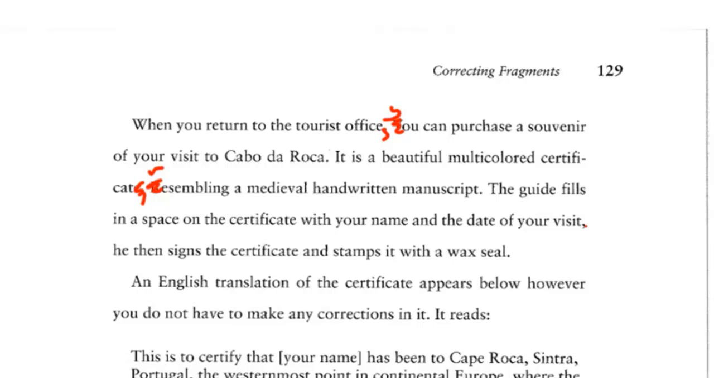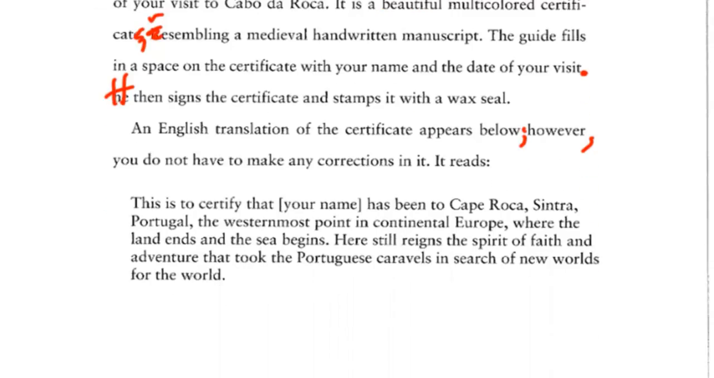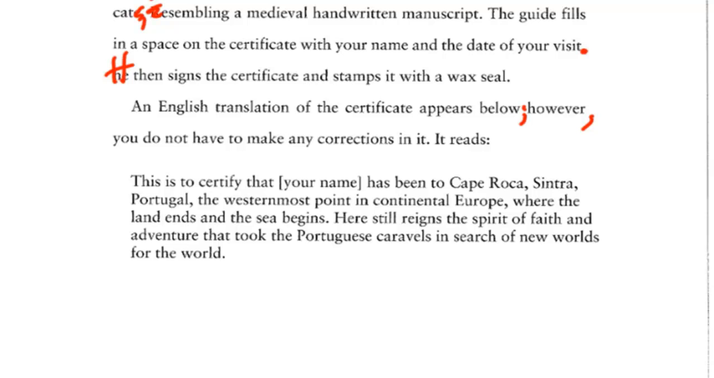So here, the comma is not strong enough. We really need to have two complete sentences. An English translation of the certificate appears below. However, you do not have to make any corrections in it. So here we need to have a semicolon and a comma after however. Now they're saying that we don't need to make any corrections, so I guess that means that part's fine. This is to certify that your name has been to Cape Roca, Sintra, Portugal, the western Spain, where the land ends. Here still reigns the spirit of faith, and yeah, that looks fine.